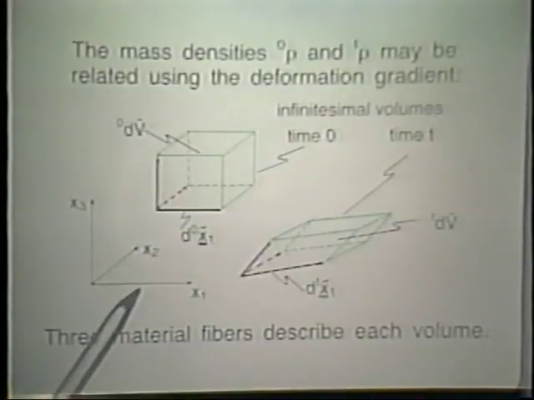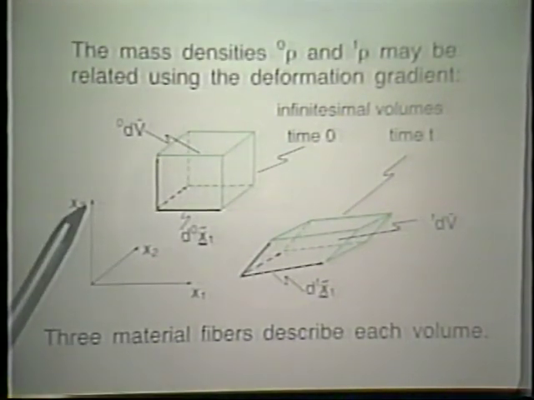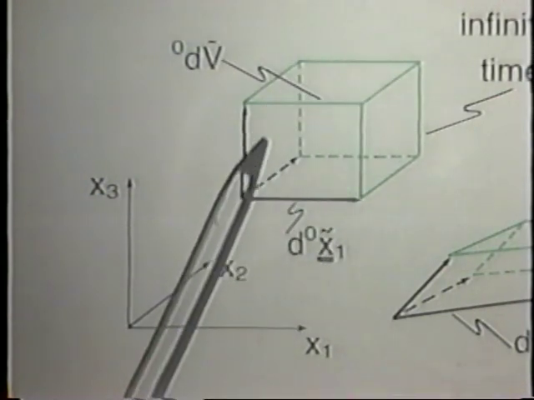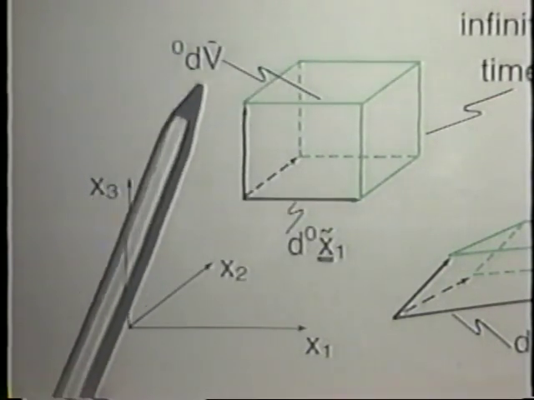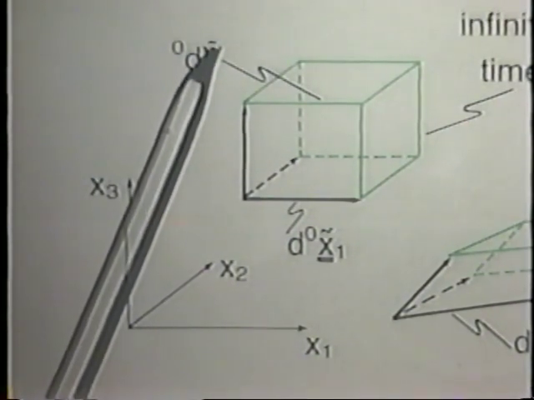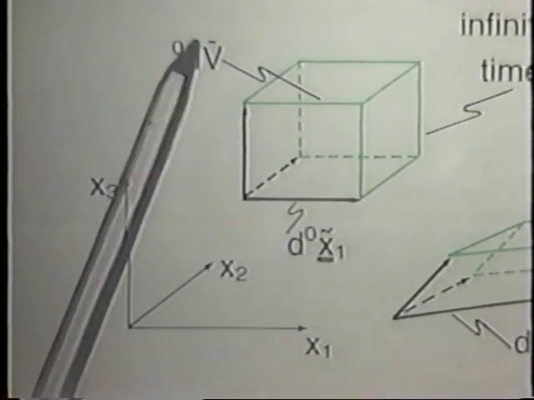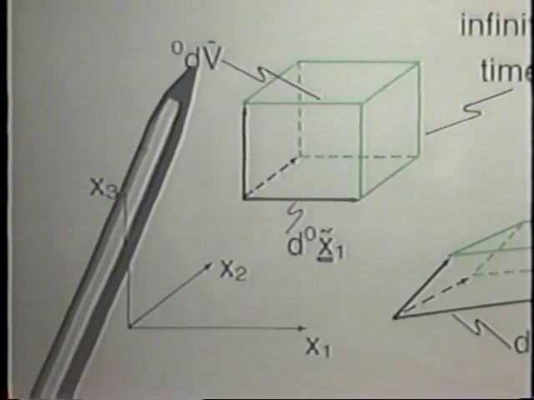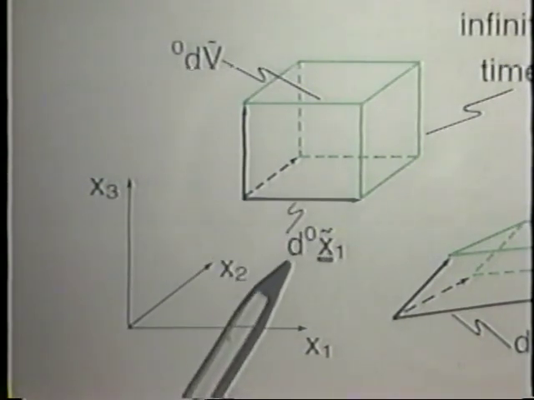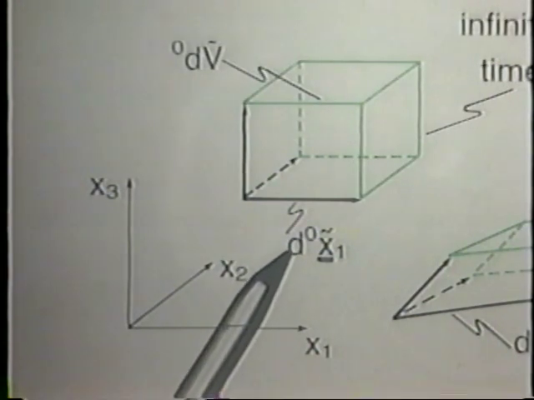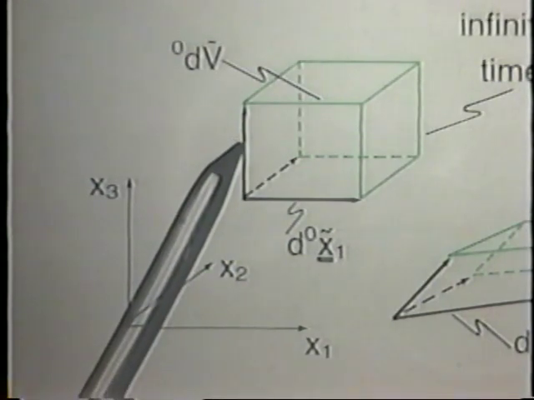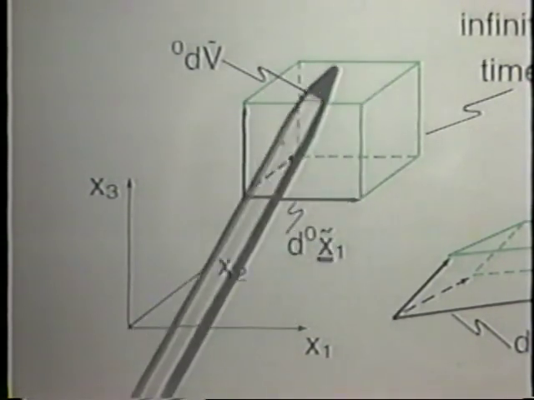Here we have our stationary coordinate system x1, x2, x3. And in that stationary coordinate system, I would like to focus our attention onto a differential volume, a very small volume. I call that 0dV with a curl, because it is a specific volume that we now want to look at. Notice that the volume that I'm talking about here is spanned by the differentials d0x curl 1, 2, and 3, not shown. But this is the infinitesimal volume at time 0.